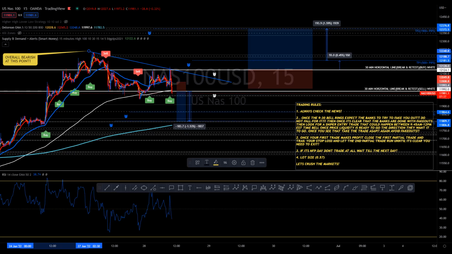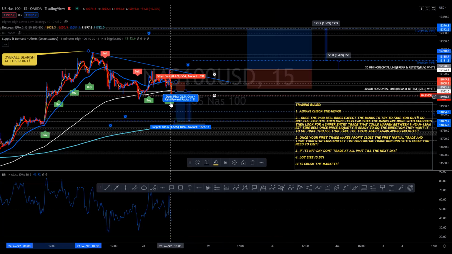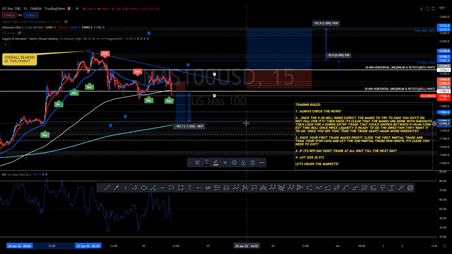Let me pause this recording and see what we get out of that. All right, so it looks like the candle is finally closing down. The mistake I made was getting in a little too early. I should have waited until this candle closed and then got in. But it's all good. So let me share my phone screen here real quick. But first of all, let me trail my stop loss here. Stop loss trailed, so we're good.